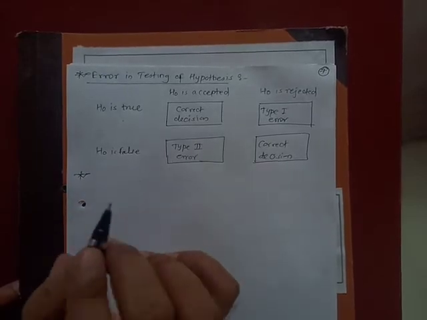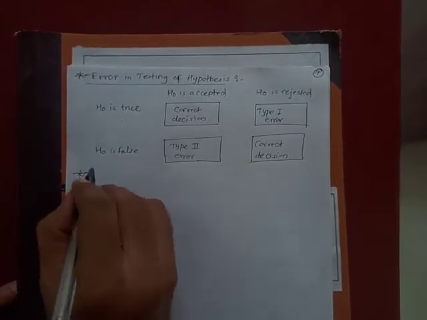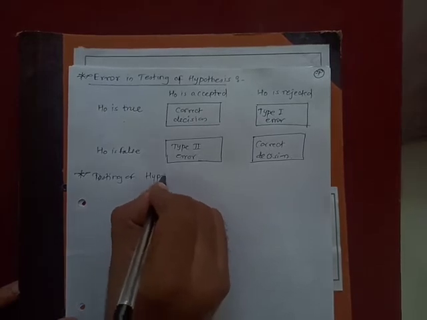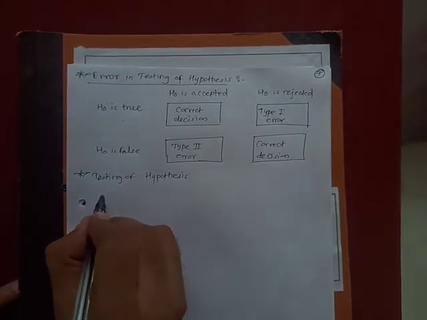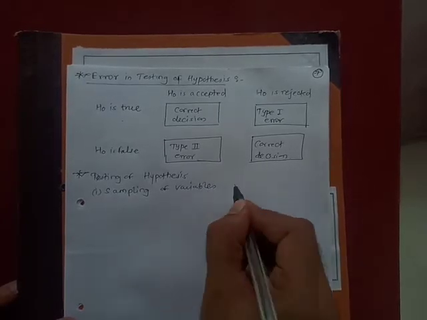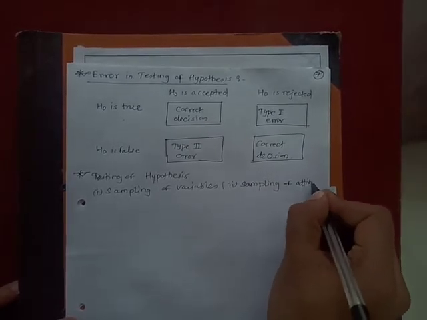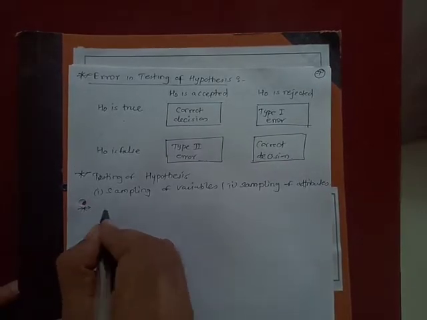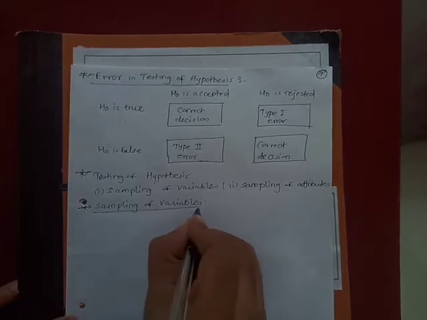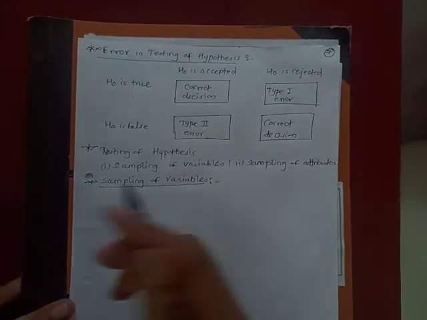Now next, we shall see how to test a hypothesis or assumption. We shall consider only two types of samples. First is sampling of variables, and second is sampling of attributes. Let us first see sampling of variables. I know this is theoretical, but now we are in the last phase of the theory. After this we'll start with the examples.